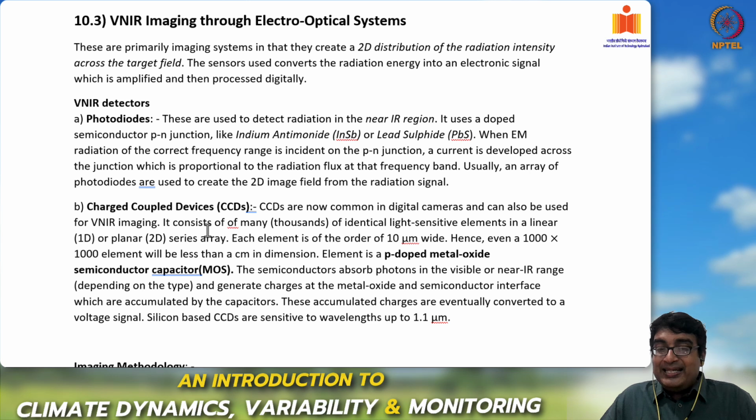Silicon based CCDs are sensitive up to wavelengths of 1.1 micrometers. So here the idea is CCDs are better in the visible range. So they are going from 0.3 micrometers to just the edge of the near infrared range of 1.1 micrometers. So CCDs are used more in the visible range, photodiodes are used more in the near infrared range. Okay, so that's the main difference.